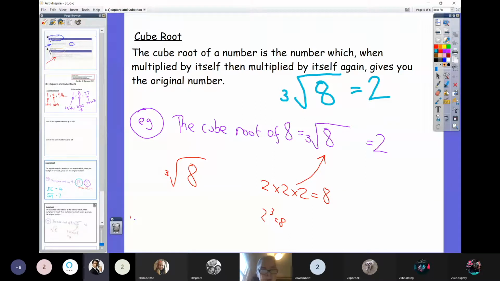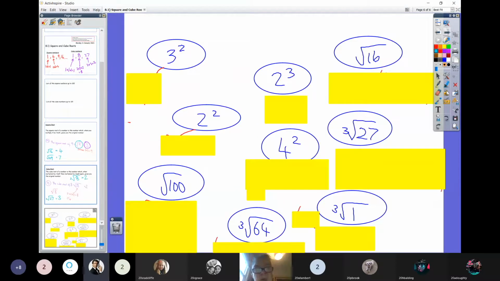So what would be the cube root of 27? Well, what number times itself and times itself again gives us 27? And that is 3. Okay, 3 cubed is 27. The cube root of 27 is 3. So I think that is pretty much all I wanted to do from the teaching point of view.